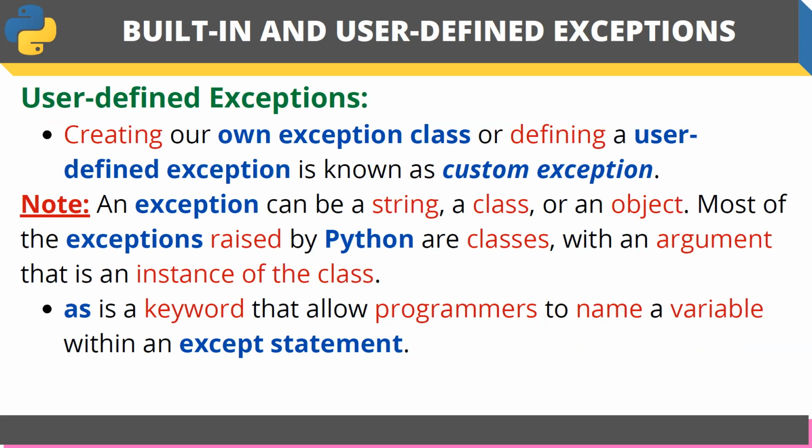Now, creating our own exception class, or defining a user-defined exception, is known as a custom exception. One important thing we have to remember is that an exception can be a string, a class, or an object. Most of the exceptions raised by Python are classes with an argument that is an instance of the class. As is a keyword that allows programmers to name a variable within an except statement.